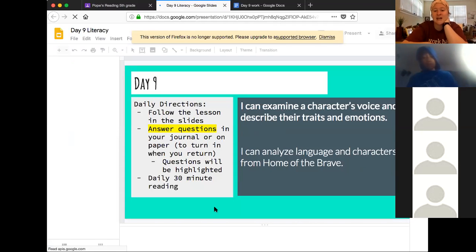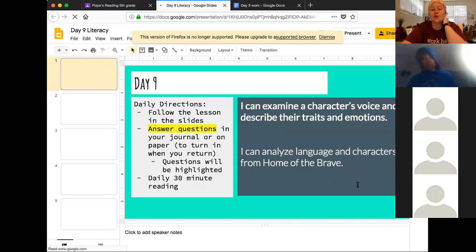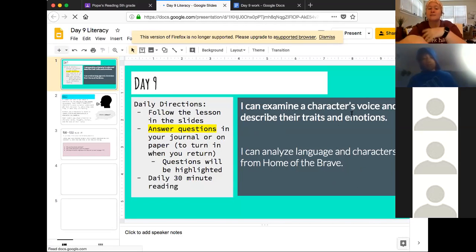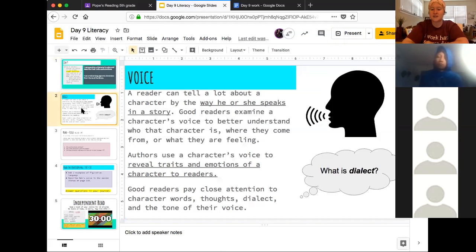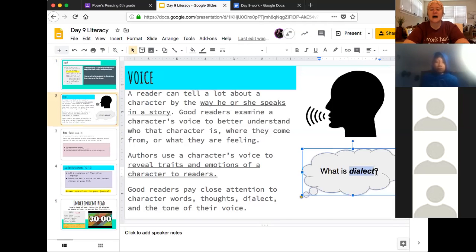So today we're going to be focusing more so on the character's voice and how their emotions can be portrayed through this poetry, and going back to figurative language. What is it and what does it mean for us while we're reading? Okay, so before we just jump in and start reading, I want us to think about voice. So what is dialect? This vocabulary word dialect, what does it mean?